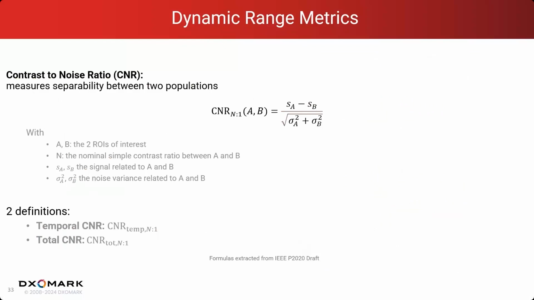So how do we evaluate the dynamic range on this setup? As I mentioned, we need to evaluate how the contrast is distinguishable between the different patches. To do that, we are looking at the contrast to noise ratio, which is the difference of the signals between the two patches over the square root of the noise variances. If we go to the next slides, please.